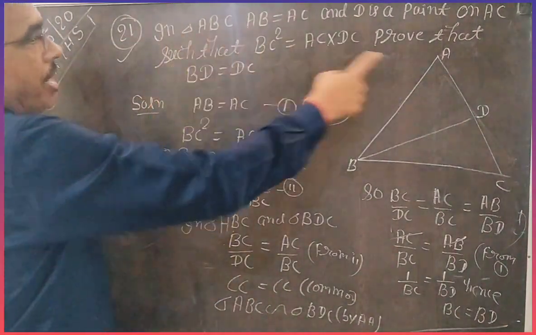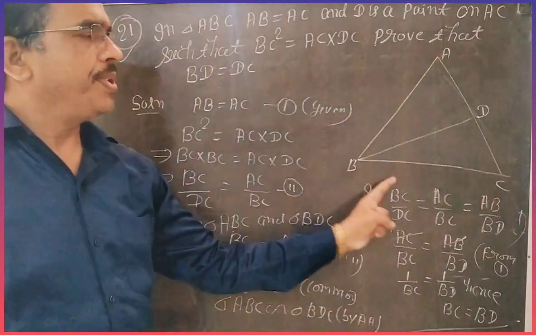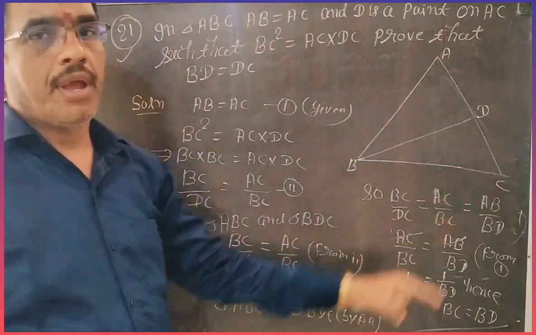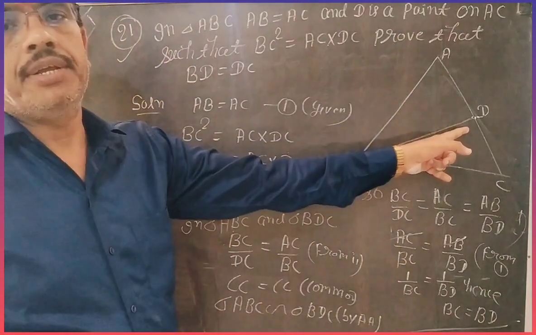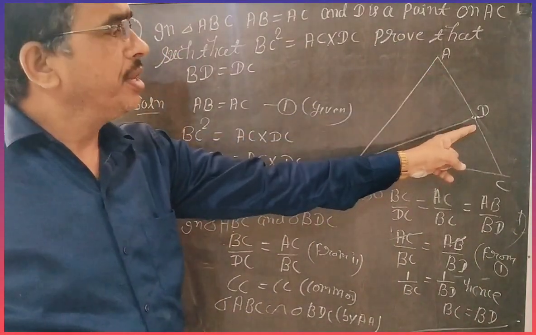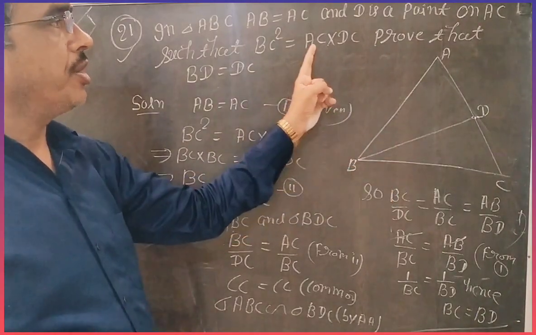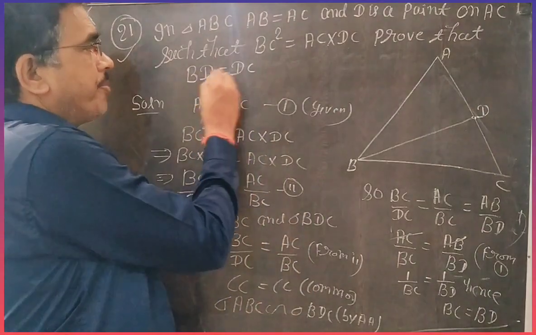In triangle ABC, AB is equal to AC, and D is a point on AC, such that BC square is equal to AC into DC. Then prove that BD is equal to DC.